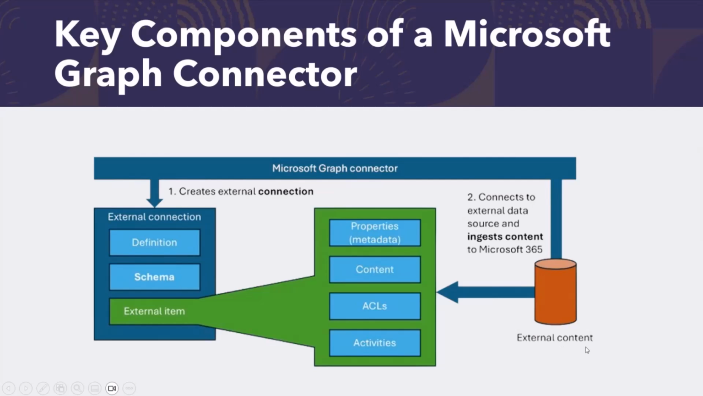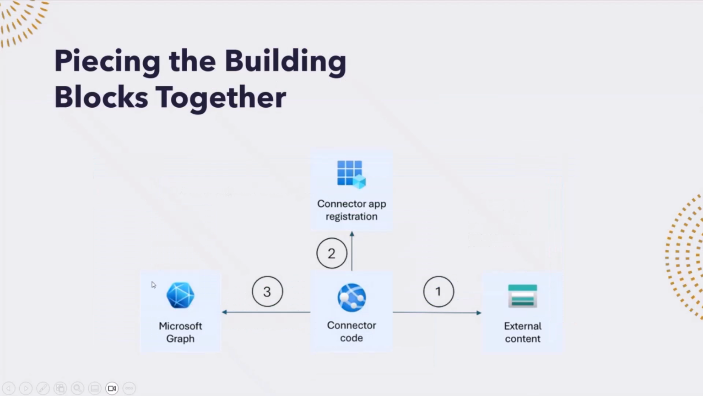Then for external, we connect to the external content, bring it in, and create a structure like a property, define content, ACL and activities, and that becomes our item. And this is what we ingest. So if you look at it all together like a building, what does that look like?